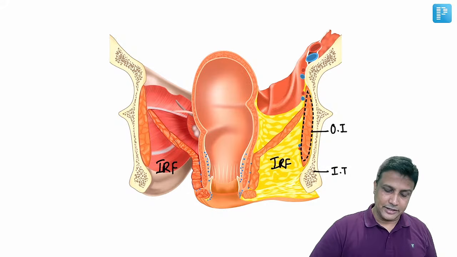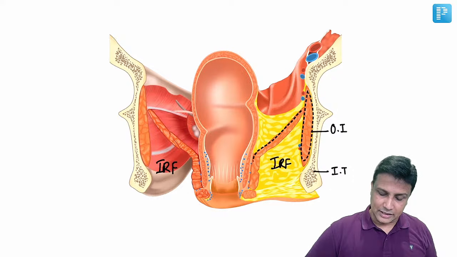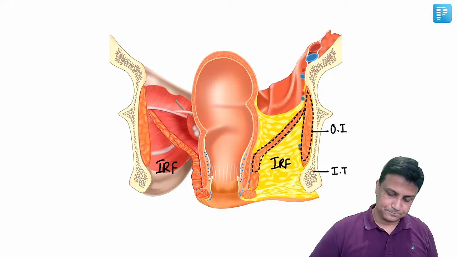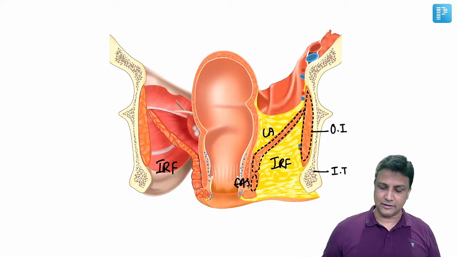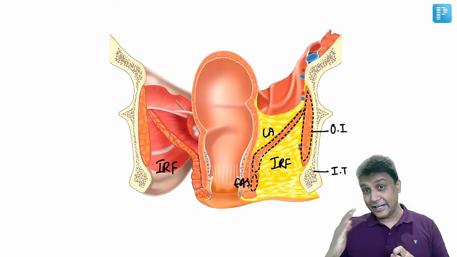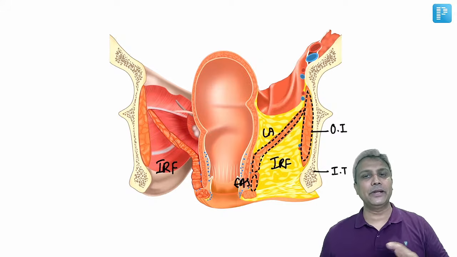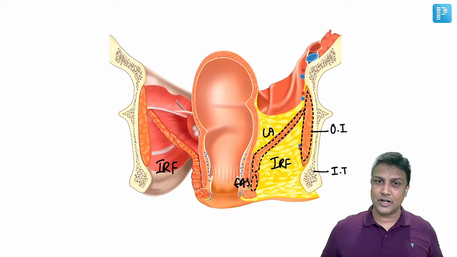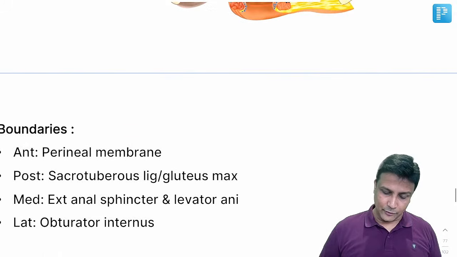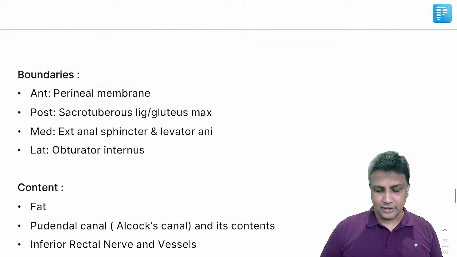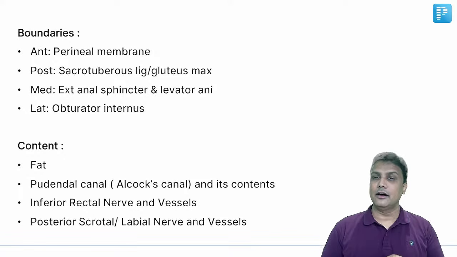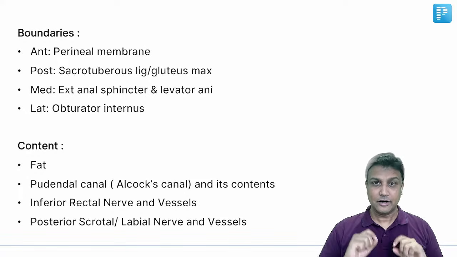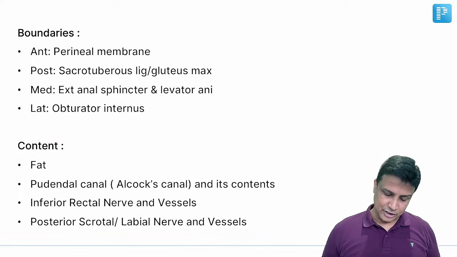What is going to form the medial boundary? This one here will be the levator ani muscle, sir, and the external anal sphincter. So this is levator ani here, and this is the external anal sphincter muscle here. So for the ischiorectal fossa, on the lateral side you have obturator internus. On the medial side, there will be levator ani and external anal sphincter muscle, guys. Those are the boundaries that you have to remember. And then anteriorly, of course, there will be a membrane, that is your perineal membrane. And posteriorly, you'll have the sacrotuberous ligament, the ligament between the sacrum and ischial tuberosity.